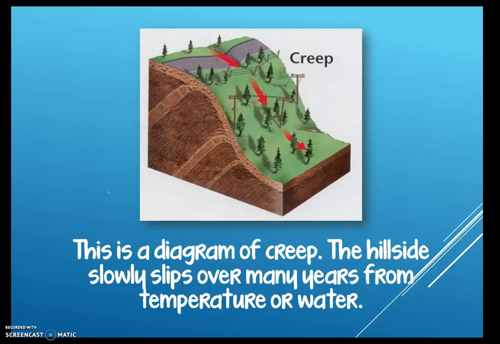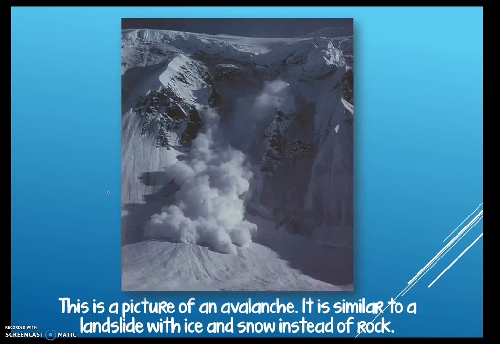So creep, as I mentioned in the last slide, is just kind of slowly dirt, rock, and sand slipping down a hillside over many years, sometimes from temperature, sometimes from water. Here's an avalanche, which is similar to a landslide or mudslide, but simply with ice and snow instead of rock.